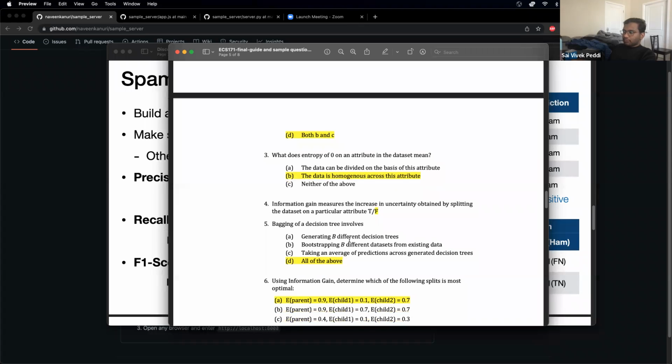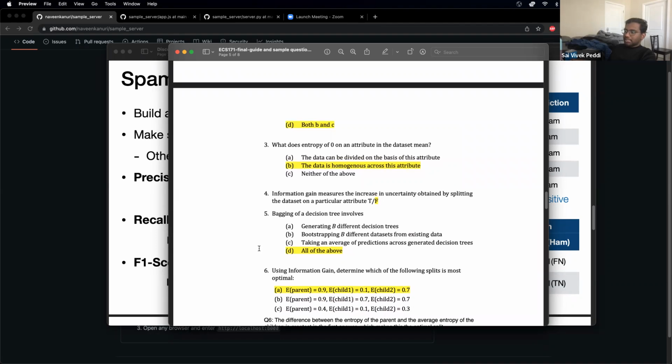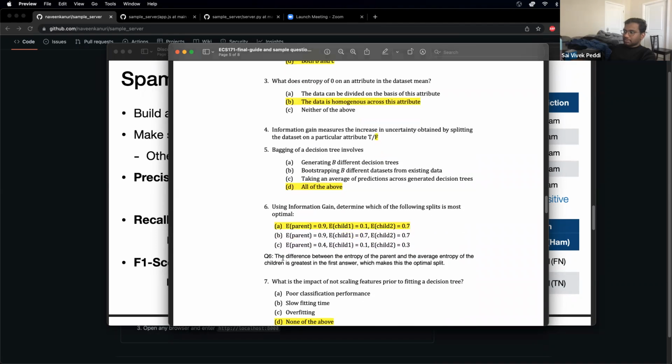Now, bagging of a decision tree involves generating different decision trees, bootstrapping, and taking advantage of it. Those are all theoretical questions. I think you guys will be able to do them pretty well. Using information gain, determine which of the following splits is the most optimal one.